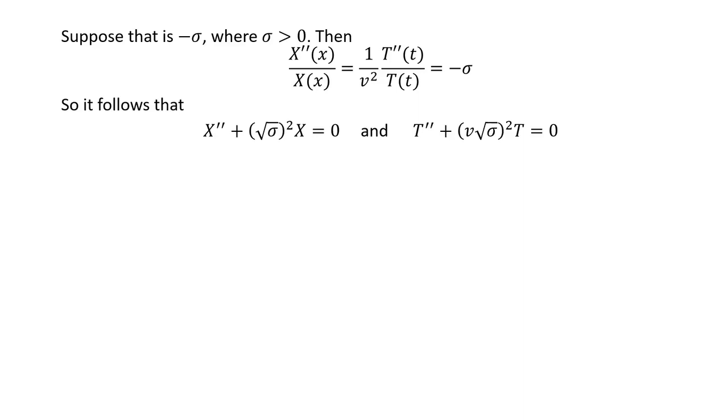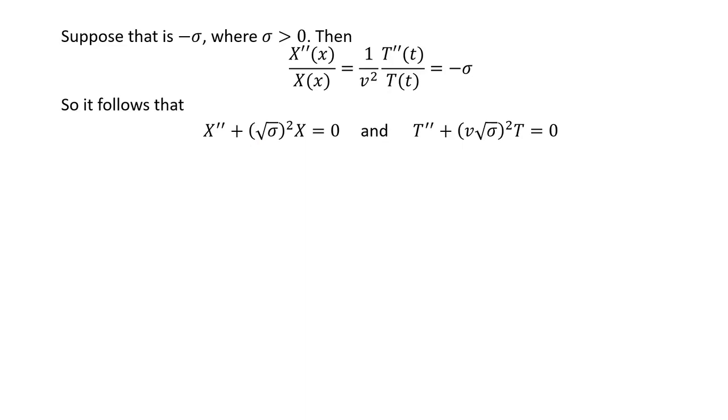So the first one, for example, if I take this equal to minus sigma, I just multiply by X on both sides and I get minus sigma X, and then I add plus sigma X on both sides and I get this. And then I write sigma just as the square of the square root of sigma. Okay, so nothing funny. And of course, there's something similar for T, except there's a v term as well.